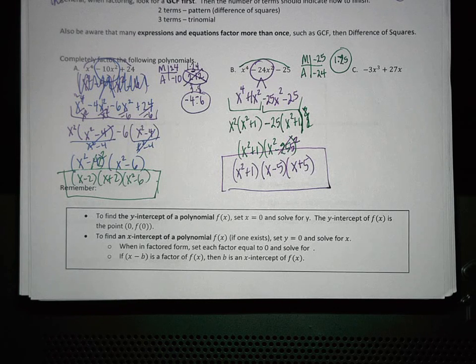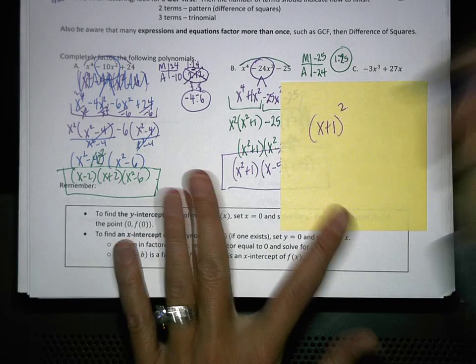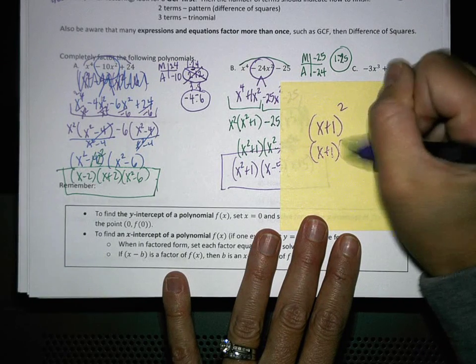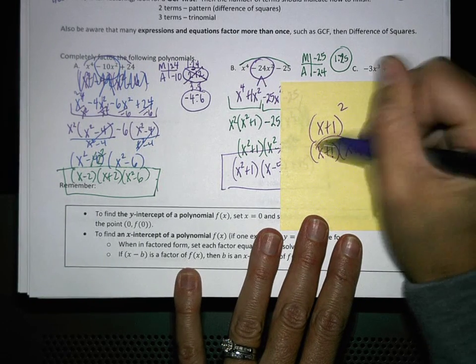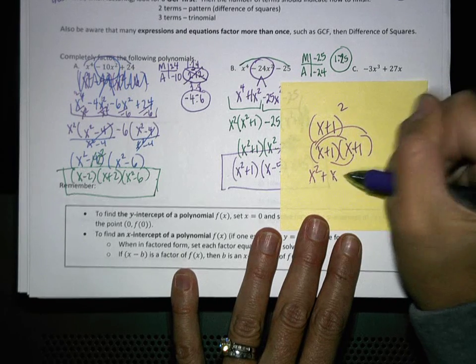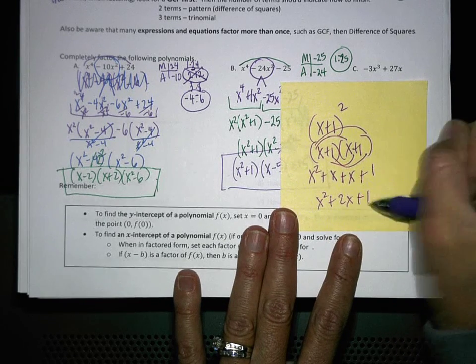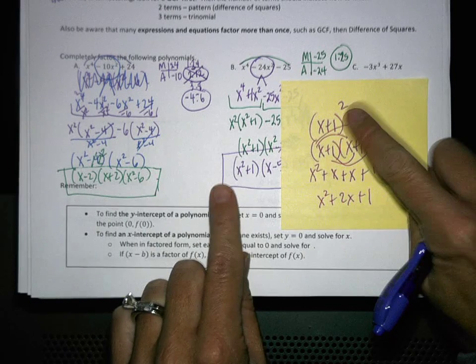Correct. When you have two terms, it only works if it's a difference of squares. Difference meaning subtracting. Destiny, why would you write it as x plus 1 squared? If you wrote it as x plus 1 squared, that really means x plus 1 times x plus 1, which if you multiply that out, you'd get x squared plus x, and then this makes an x, and this makes a 1, which gives you x squared plus 2x plus 1.